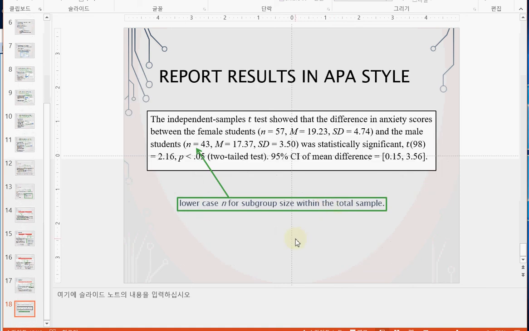Okay, this is the report in APA style. The independent sample t-test showed that the difference in anxiety scores between the female students and the male students was statistically significant, and so on and so forth. Just make sure to use the lowercase n for the subgroup size within the total sample. So this is the end of the whole presentation, and thank you for watching.